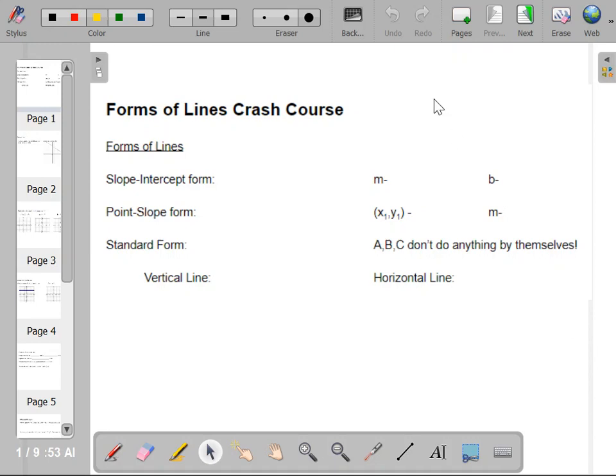Hello, ladies and gentlemen. We've got ourselves a little forms of line crash course. We've got a test coming up. We're going to see if we can go through everything we have done now all in one place.